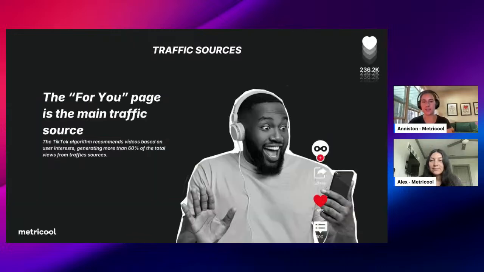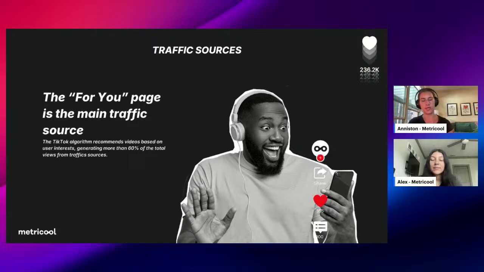And again, by no surprise, we know that the For You page is the place where you find recommended content based on your interests and behaviors. So this is the main traffic source in terms of where people find your videos, find your brand. The TikTok algorithm is really good at putting out content on the For You page that is reflective of your interests, of your behaviors, of content that they think users will enjoy. So this generates more than 60% of the total views from our report.